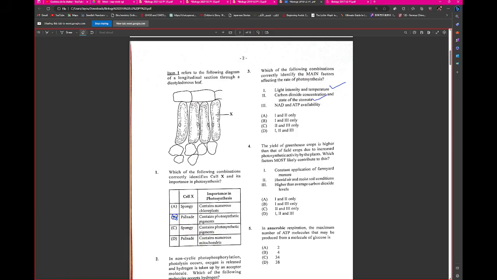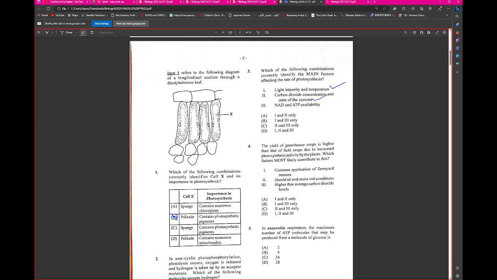Right, but we could look at the Calvin cycle as well. NADP and ATP availability. I mean, we're going to need NADP for NADP reductase in the LDR, right? The light dependent reaction, which is photophosphorylation, and then we're going to need ATP in the Calvin cycle. So, do you guys believe that all of them are right? I would say A. Well, it's A, 1 and 2 only.